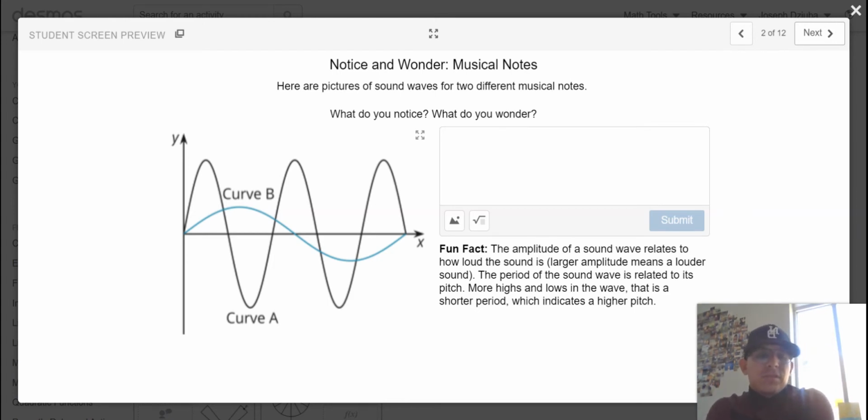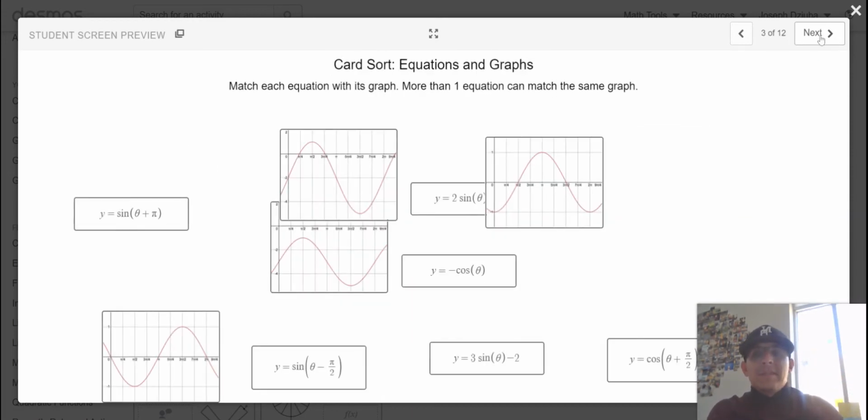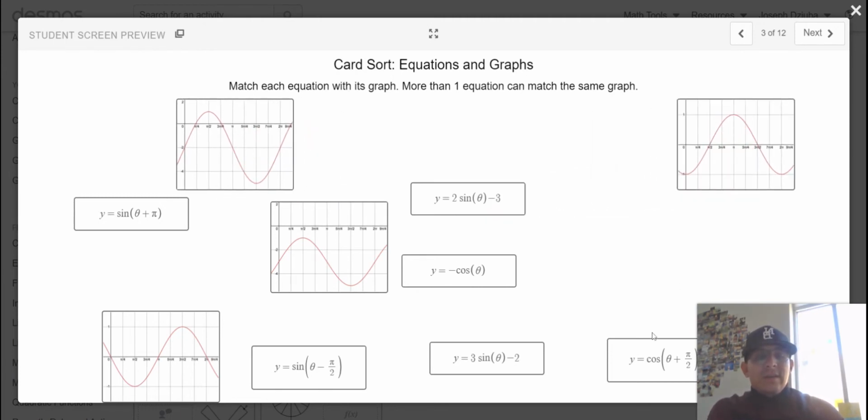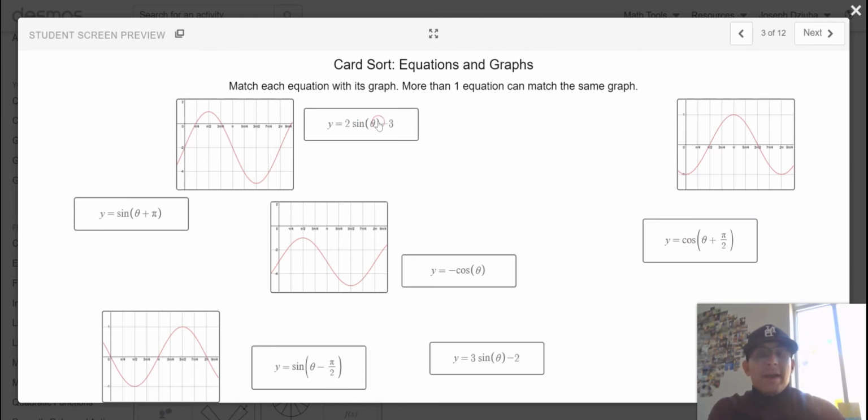And a fun fact is the amplitude of a sound wave relates to how loud the sound is. So the larger the amplitude, the louder the sound. So remember, if you've forgotten, the amplitude is the distance between either the maximum or the minimum value and the midline. So the more stretch we have, the louder you're listening to your music. And the period of a sound wave is related to its pitch. So more highs and lows in the wave indicates a shorter period, which indicates a higher pitch because that frequency is happening rapidly. I know it's something we spoke about in the last lesson at great length too.